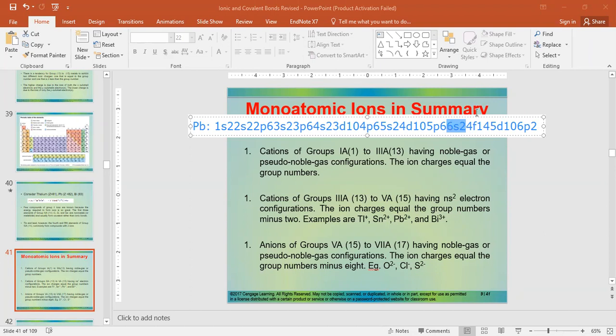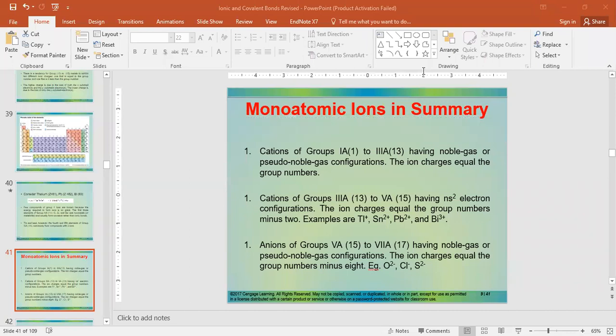Okay, thank you. So let me do away with this so that I can continue explaining. So we are saying that the anions of group 15 to group 17 have noble gas configurations or pseudo noble gas configuration, and this results from them acquiring the suitable number of electrons so that they can have a stable configuration.